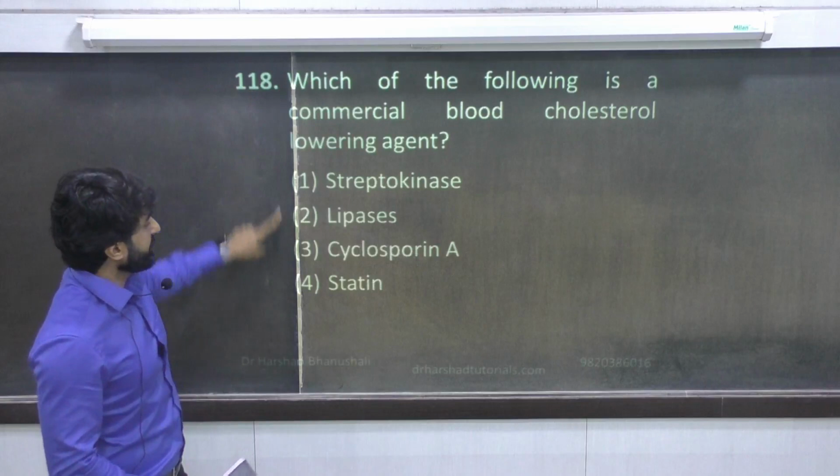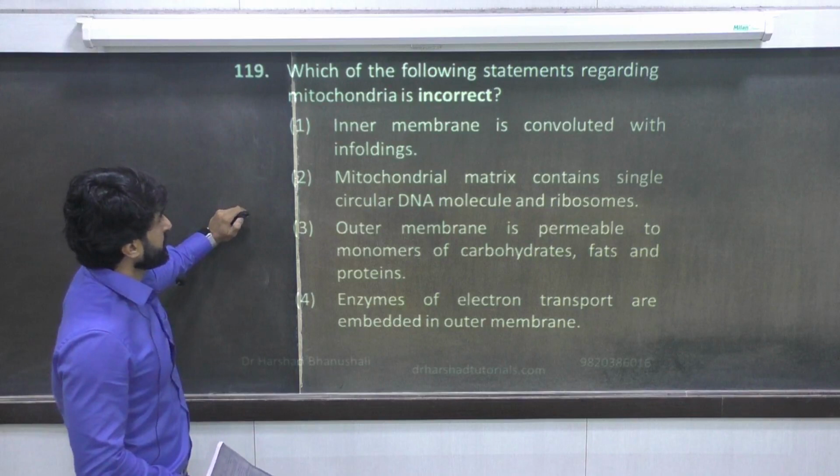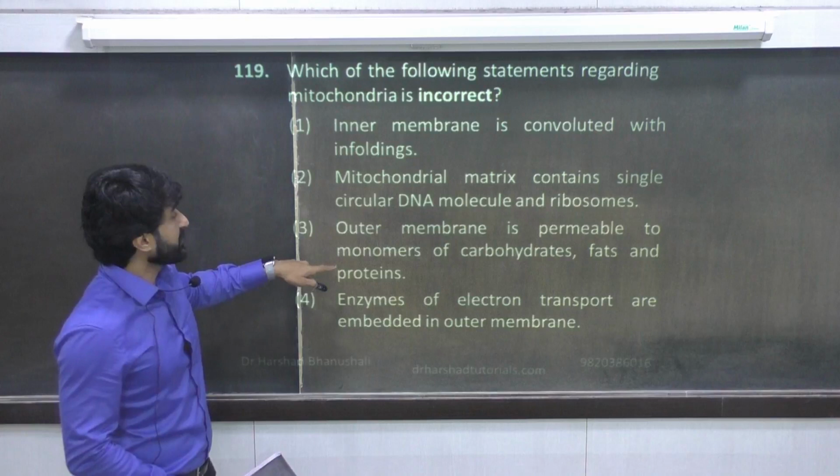To the next question, that's 119. Which of the following statements regarding mitochondria is incorrect? So they have told us to find out the incorrect line. Inner membrane is convoluted with folding. Yes, it is. So correct statement, cristae. Mitochondrial matrix contains a single circular DNA molecule and ribosomes. Correct. This is an NCERT line.